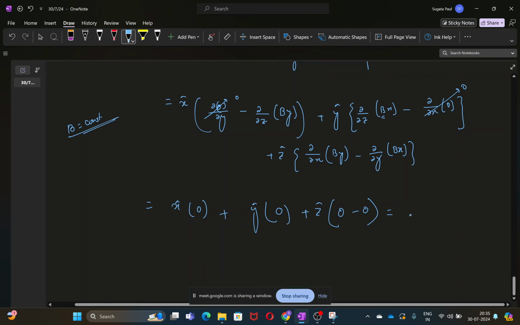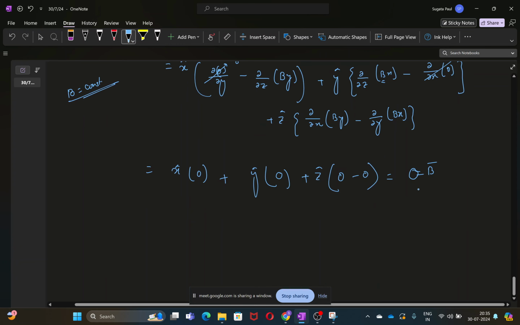So all in all, what we get is that the total answer is 0, because this is the curl of the vector potential, and that will give you the B vector. So curl of A vector equal to B vector, which is nothing but 0.